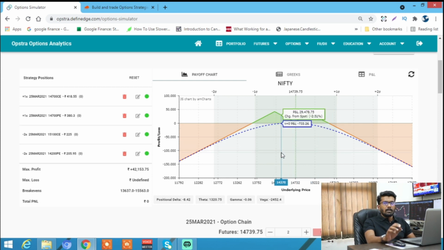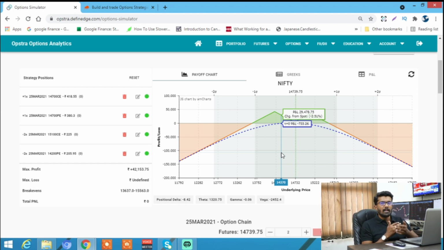For example, if the market is bullish, the market is at around 14,700, and you expect the market to expire around 15,000 on the March series, right? So what will happen is, as you predicted, if the market expires around 15,000, the 14,700 call which you bought is going to be in the money, and that is going to make you a good profit.